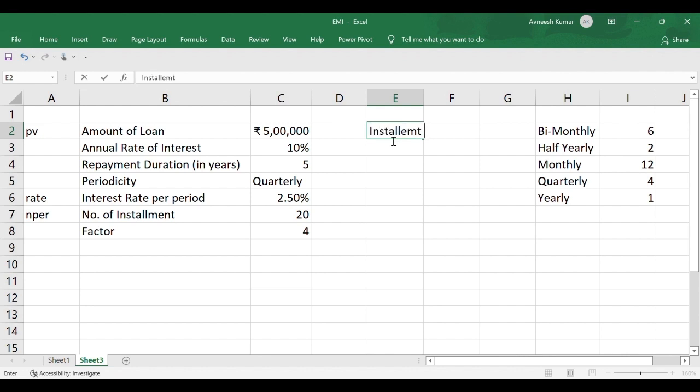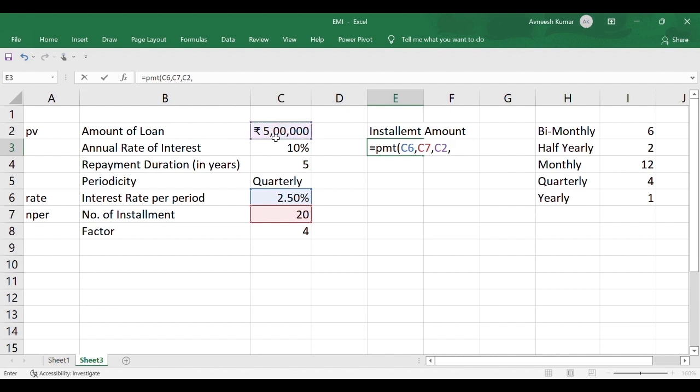Installment amount. For the installment amount you'd be using the PMT function that I have already described. So equal sign, then PMT. Rate we are getting from here. Number of installments, we are getting, is 20. Then PV, present value, that is the amount of loan at present time, is this.